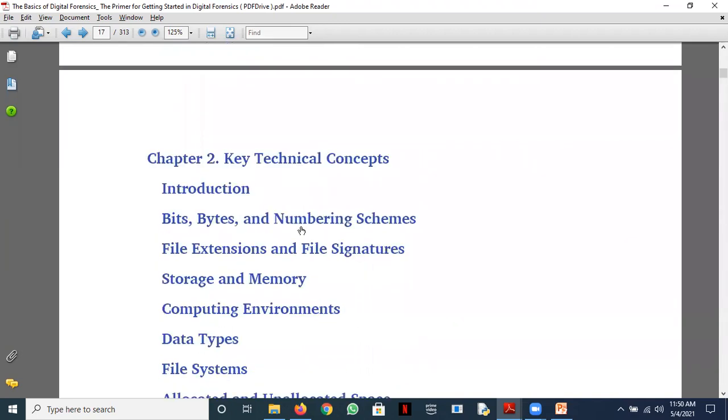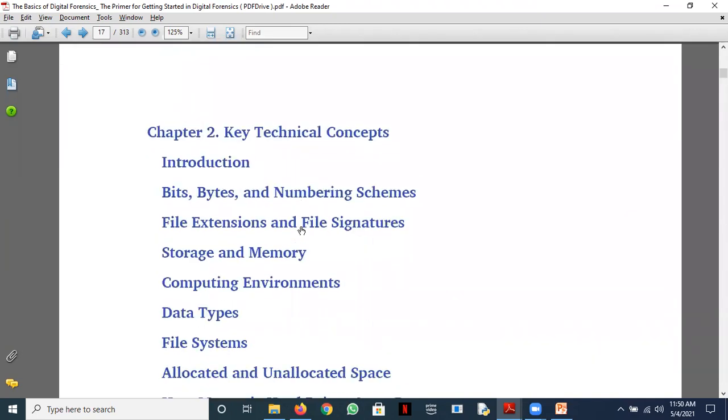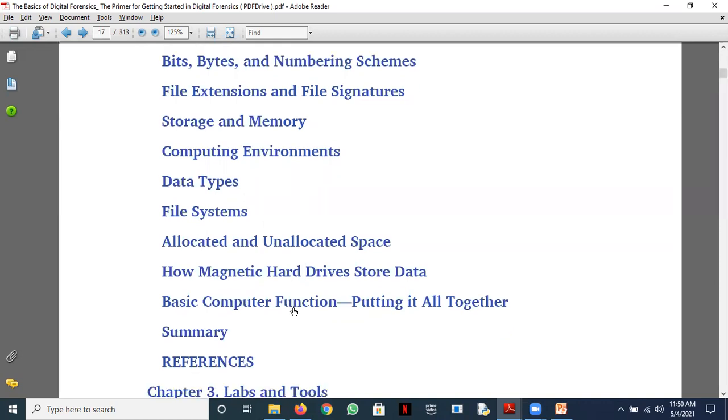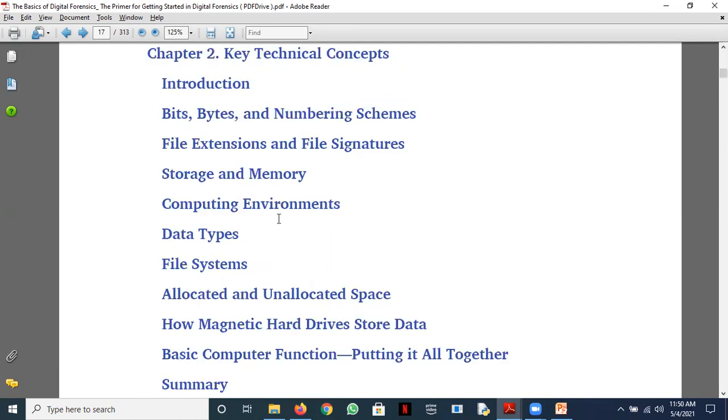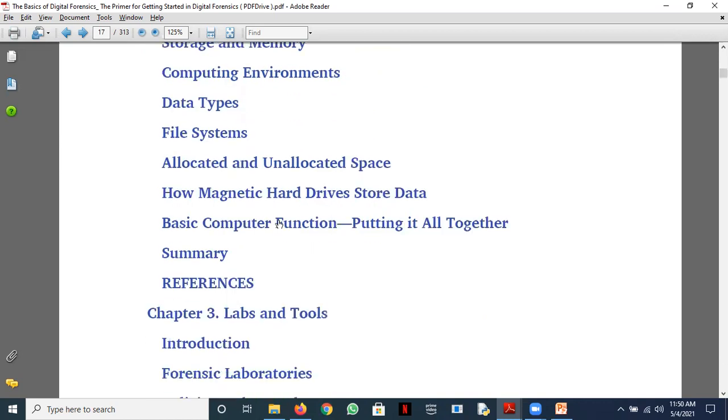Okay. So next we have something related to the technical part of the investigation. What are bits? What are bytes? File extensions? File signatures? What is storage? Different types of memories, computing environments, data types, file systems, right? So I'm hoping that you understand this concept. So you just give it a reading, Sanjog, when we meet for class next week. This chapter 2, just go through it. There's nothing much in it, right?